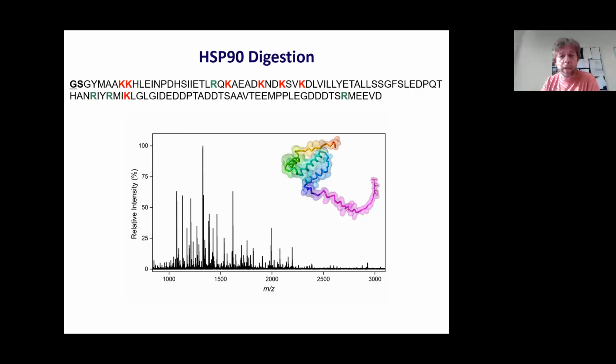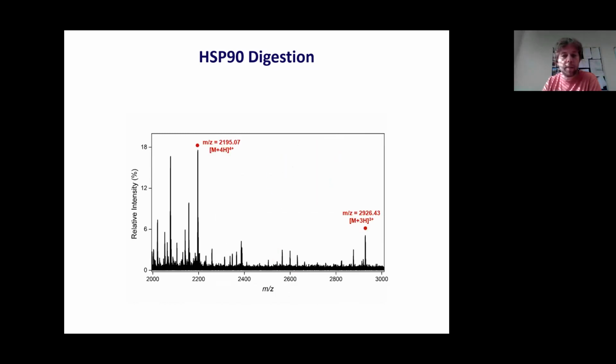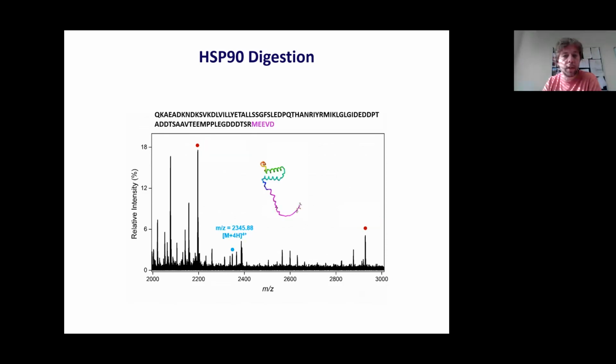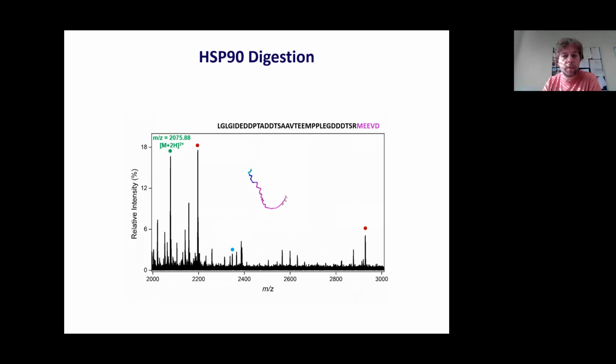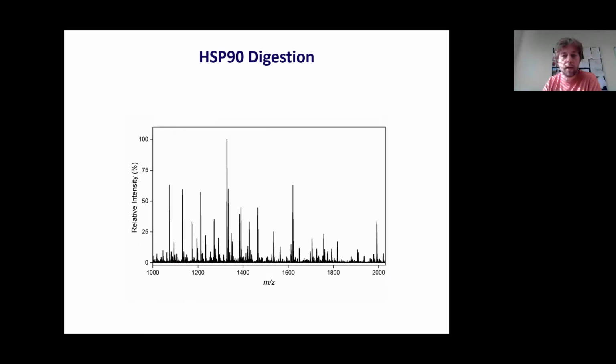So we digested our H3D C-terminus, and looking at this region of the mass spectrum, we found a series of peptides. This is one peptide which doesn't contain MEVED, the same peptide with MEVED attached to it, and a series of peptides with and without MEVED, and we saw the same peptides throughout the mass spectrum. So we proved we can digest proteins. Very spectacular.